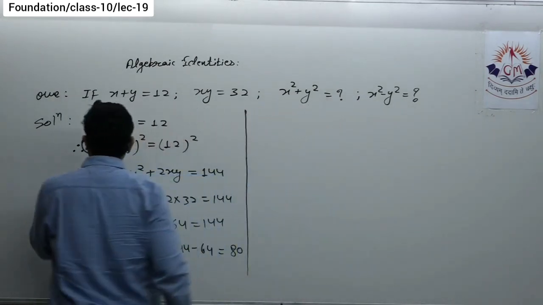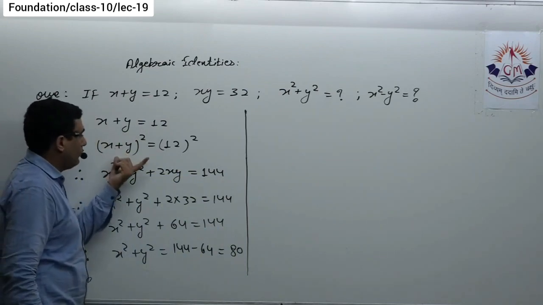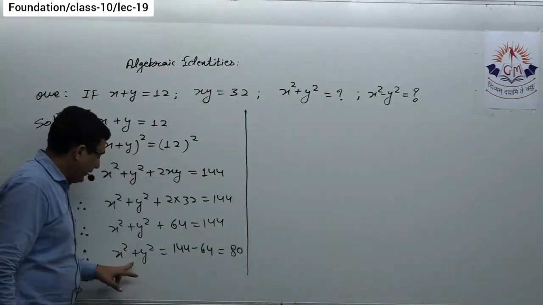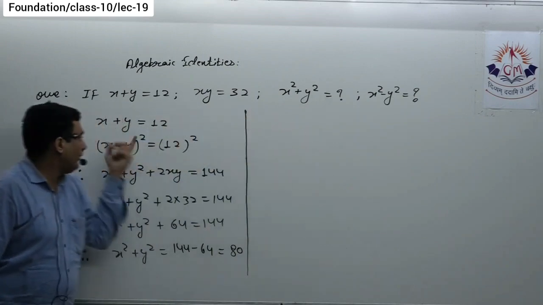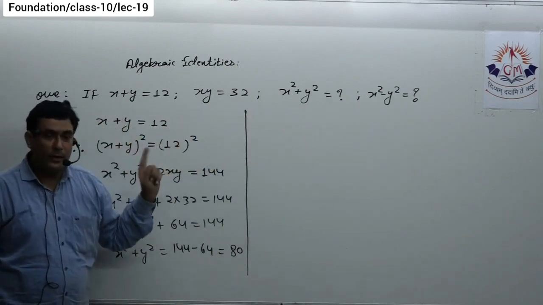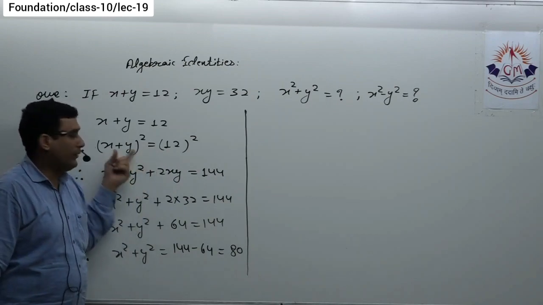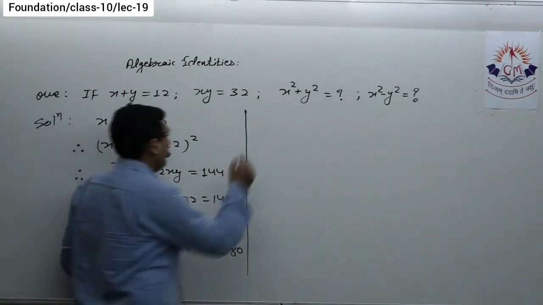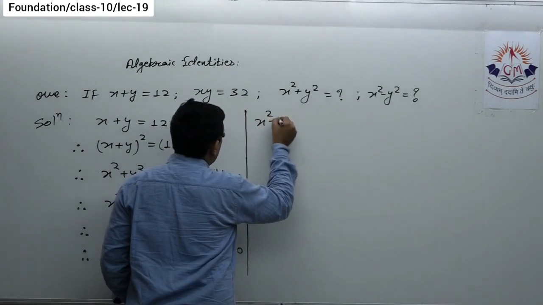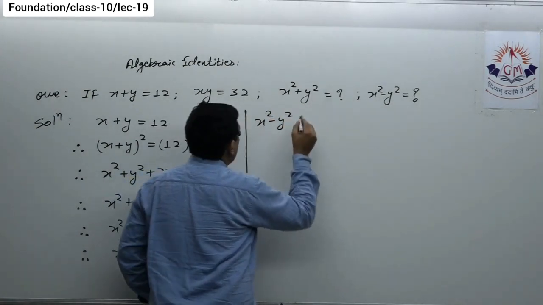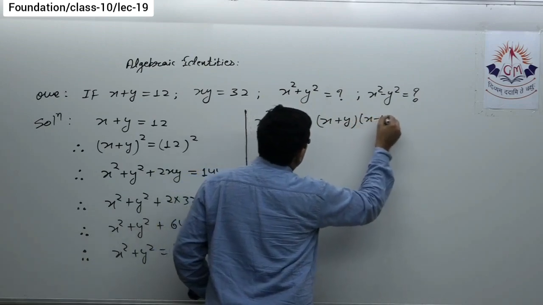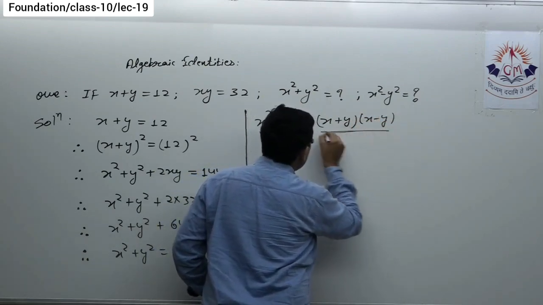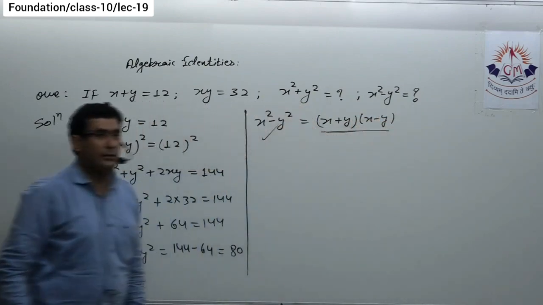See, as I started with x plus y whole square, I was knowing that x square plus y square is part of this identity, but x square minus y square is not a part of x minus y whole square. So to get the value of x square minus y square, I have x plus y into x minus y. That means the product of these two gives me x square minus y square.